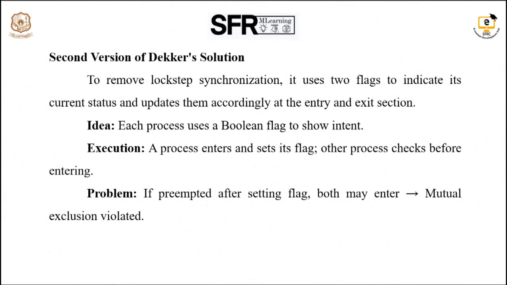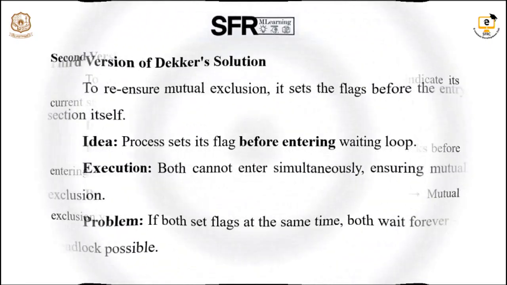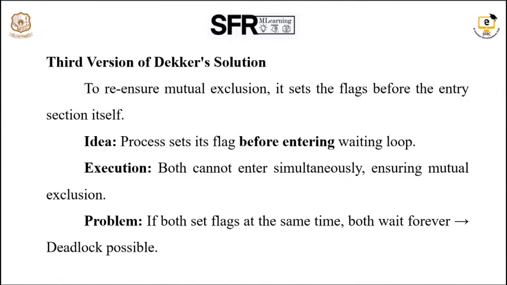Then the second version of the Dekker solution: the idea was that each process uses a boolean flag to show its intent, and sets its own flag. The other process checks that flag before entering. The problem is that after setting the flags, both may enter, and mutual exclusion is violated. Next we come to the third version of the Dekker solution.